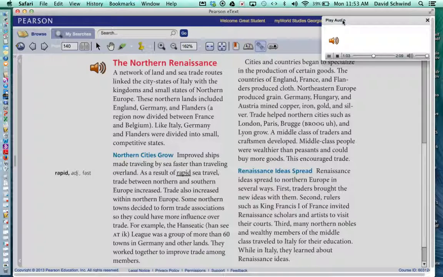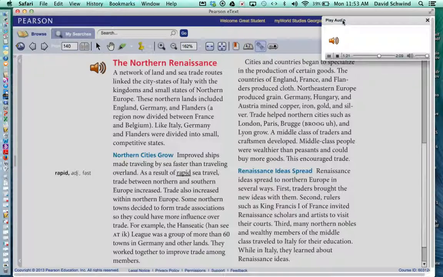Cities and countries began to specialize in the production of certain goods. The countries of England, France, and Flanders produced cloth. Northeastern Europe produced grain. Germany, Hungary, and Austria mined copper, iron, gold, and silver.